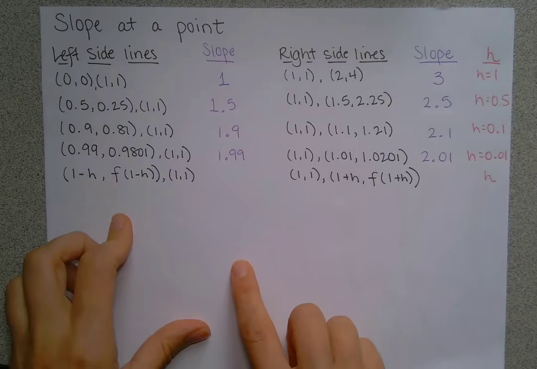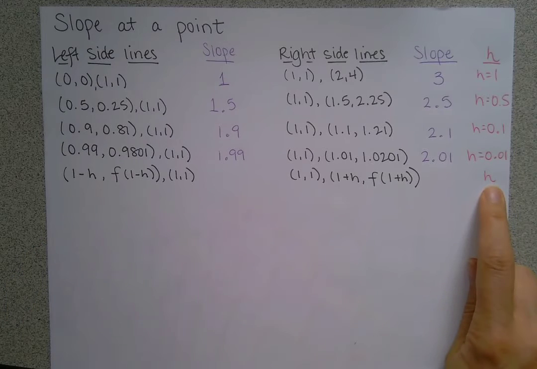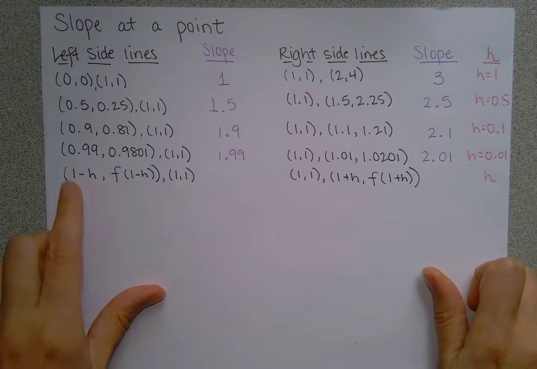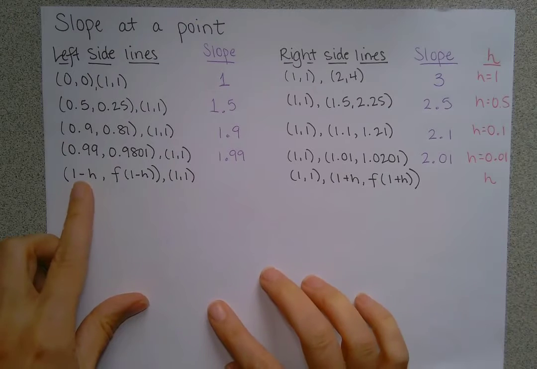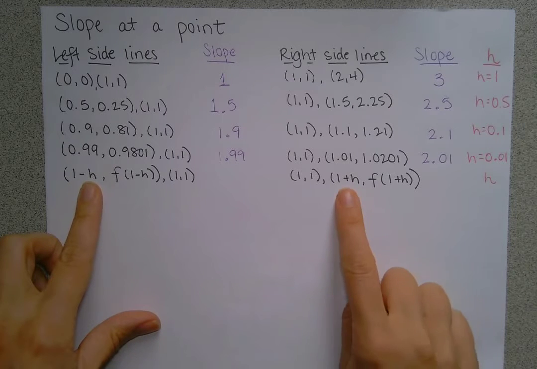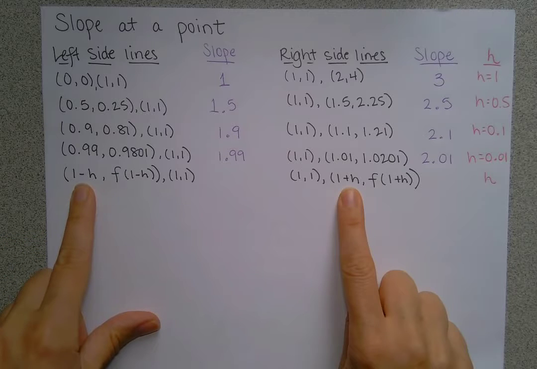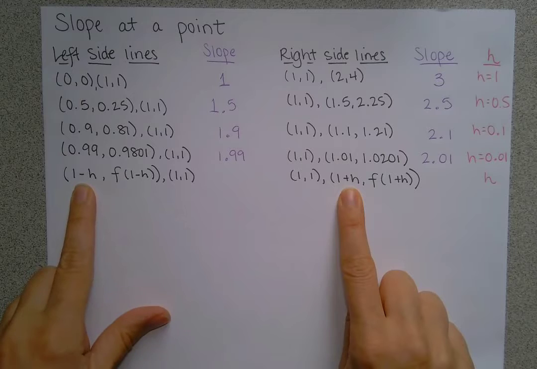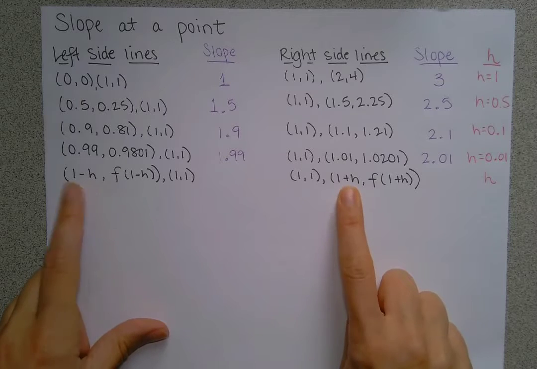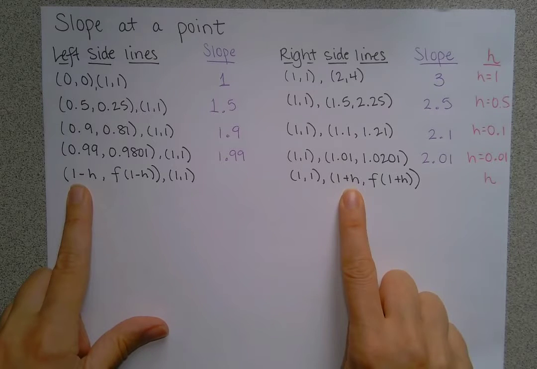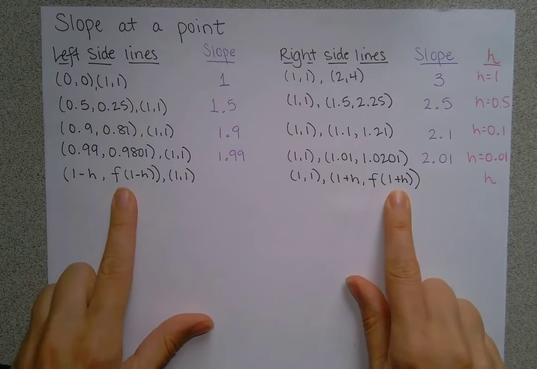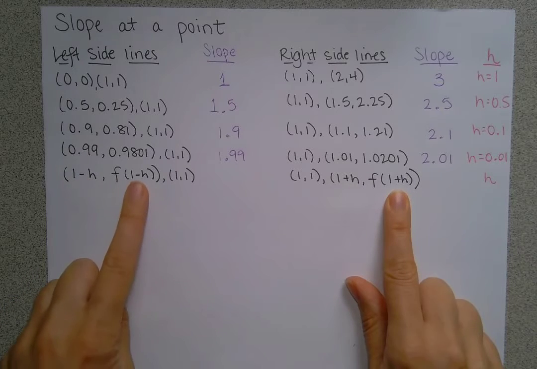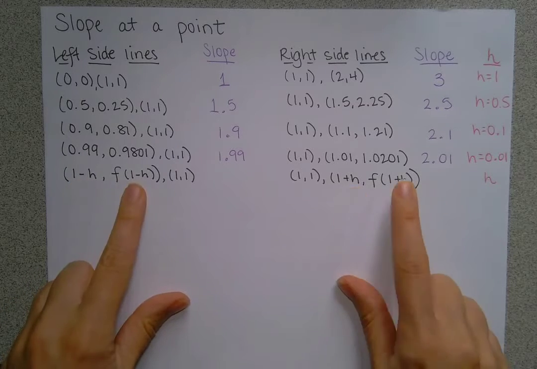So in general, if you have a value h, you could say that your x value on the left-hand side comes from 1 minus h, and your x value on the right-hand side comes from 1 plus h. So h tells me how far away I am from the point, 1. And again, I'm talking about how far away I am on the x-axis, the x values, because those are the independent values that I can pick. Then the y value just comes from plugging in whatever I had for x into my function.